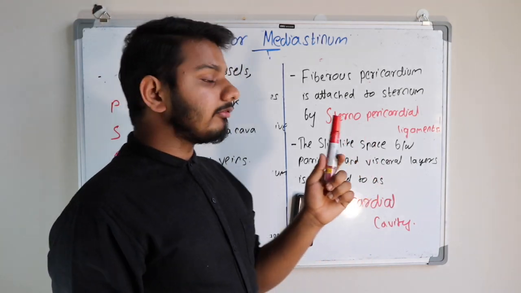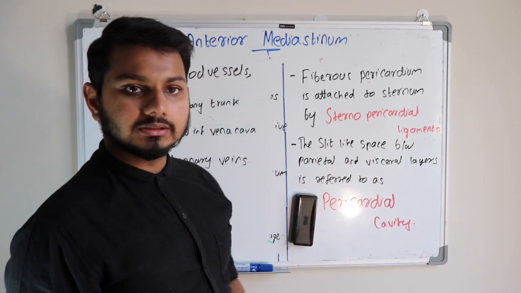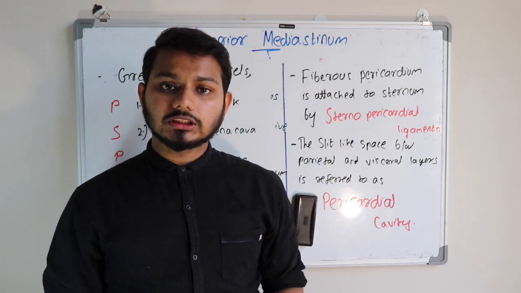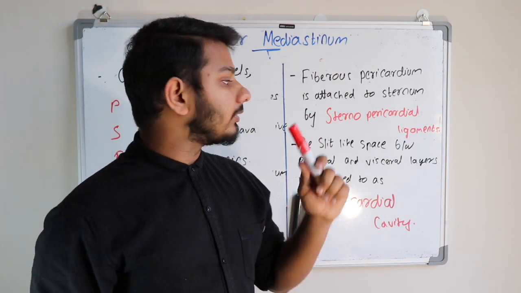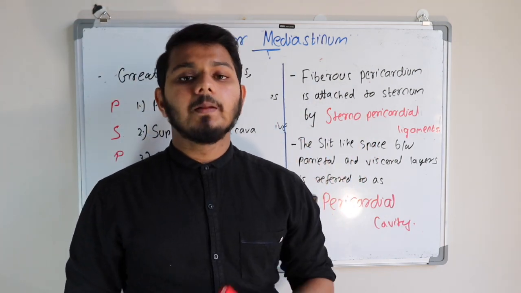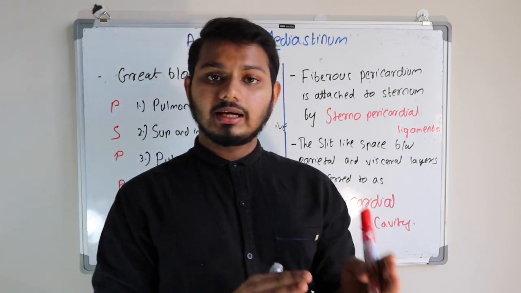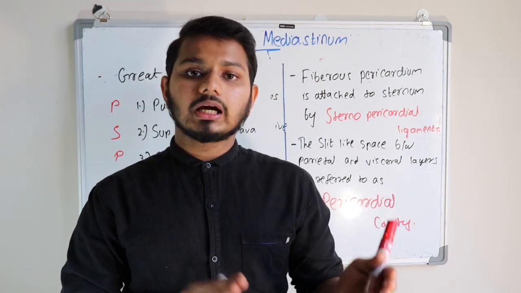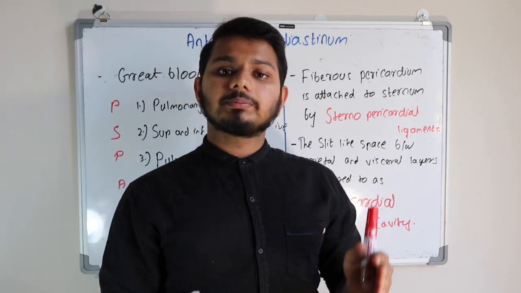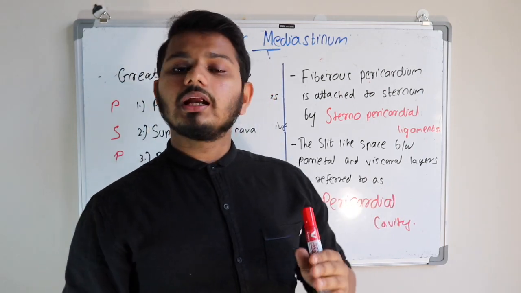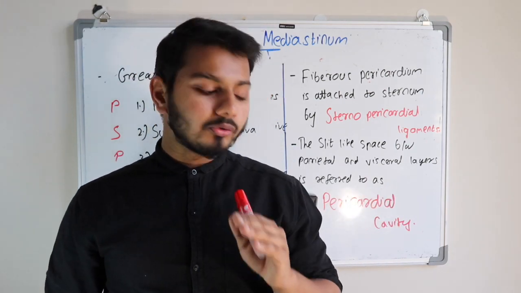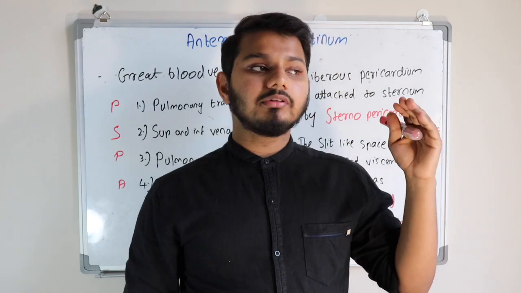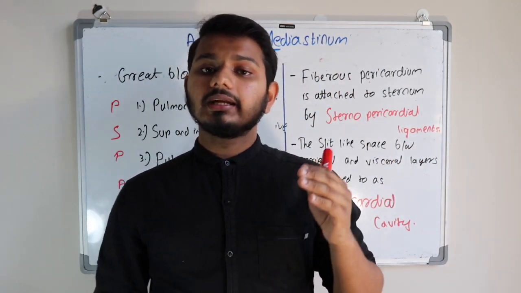For the fibrous pericardium we have one more point after the blood vessels. The fibrous pericardium is attached to the sternum by ligaments known as the sternopericardial ligaments, and then we have a slit-like space between the fibrous pericardium and serous pericardium known as the pericardial cavity. This pericardial cavity contains pericardial fluid, which acts as a lubricant to facilitate the movement of the heart.